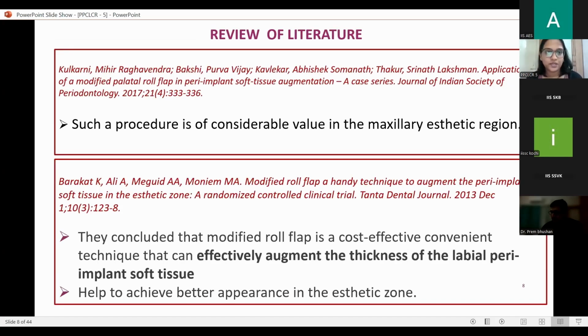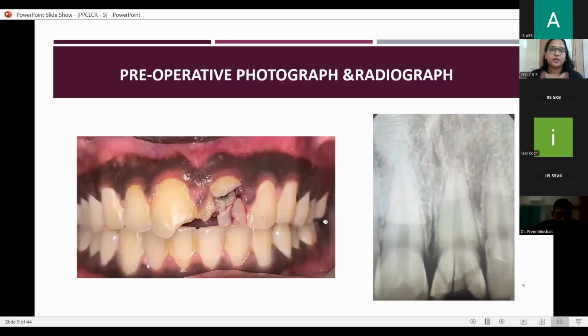Several studies were found in literature regarding the modified roll flap technique. Kulkarni et al., according to them, this procedure is of considerable value in the maxillary aesthetic region. And Barakat et al. concluded this technique effectively augments the thickness of the labial peri-implant soft tissue. Now going to the case in detail. This is a preoperative photograph of the patient and the radiograph.